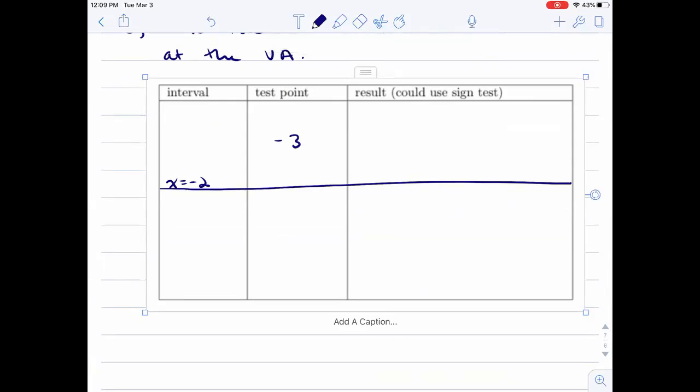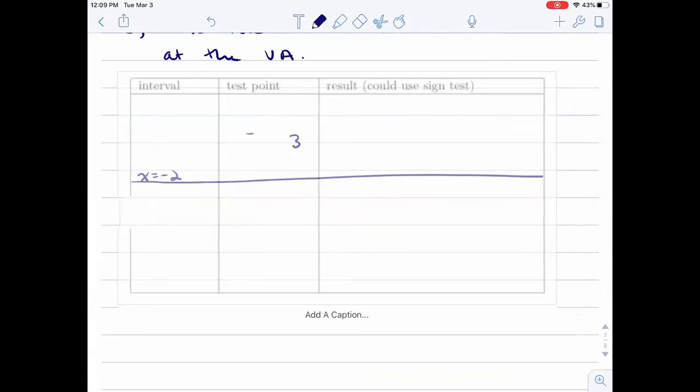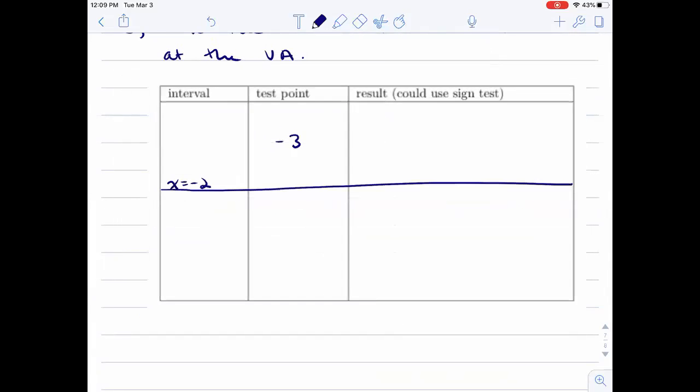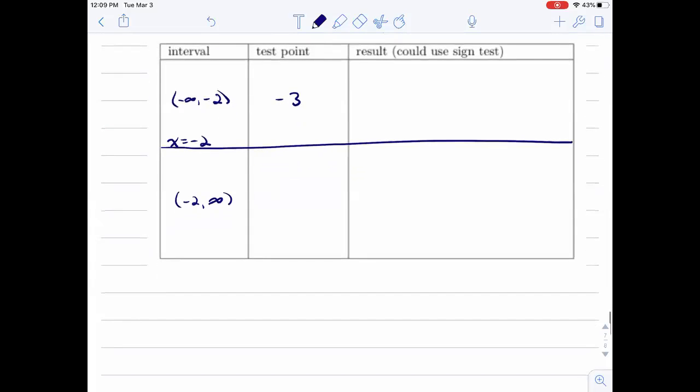This is for the interval from -infinity to -2, up to the vertical asymptote. And then on the other side, we're going from -2 up to +infinity, because there's just the one vertical asymptote. So to the right of -2, I'm going to pick 0 because I always like using 0 whenever I can.